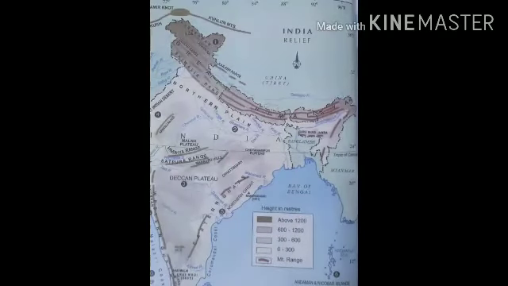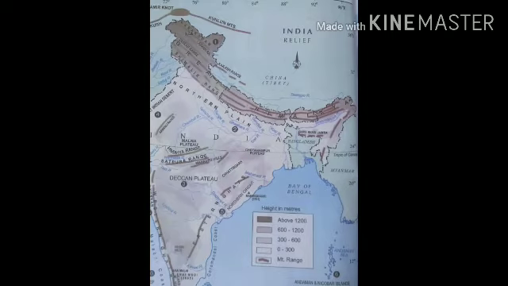Good morning, students. Let's start with our geography, chapter 2, that is physical features of India. We have discussed in our last class the major physiographic divisions, means physical features which are found in India. So, we have discussed varied physical features of India, and we have categorized them in 6 parts.